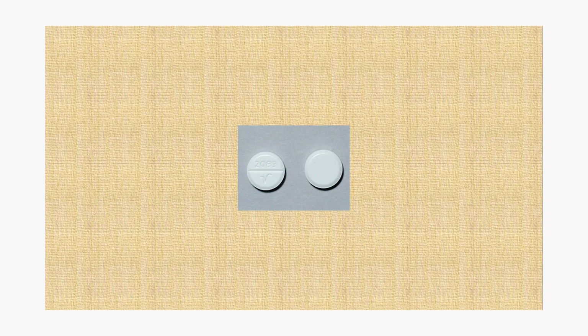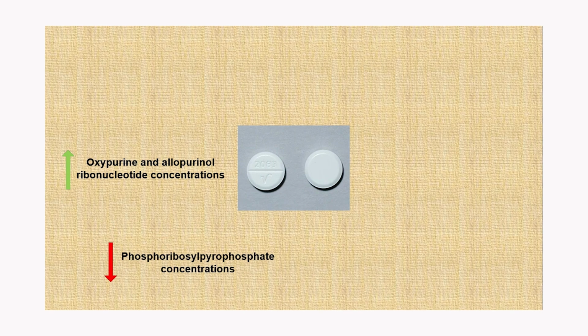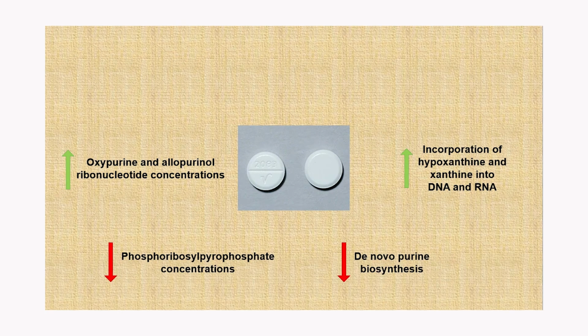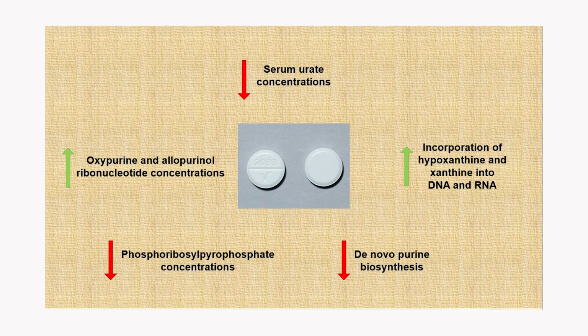The drug, however, indirectly increases oxypurine and allopurinol ribonucleotide concentrations and decreases phosphoribosyl pyrophosphate concentrations, thus decreasing de novo purine biosynthesis by pseudo-feedback inhibition. In addition, allopurinol increases the incorporation of hypoxanthine and xanthine into DNA and RNA, thereby further decreasing serum urate concentrations. Allopurinol may produce a deficit of total purines amounting to several hundred milligrams daily.